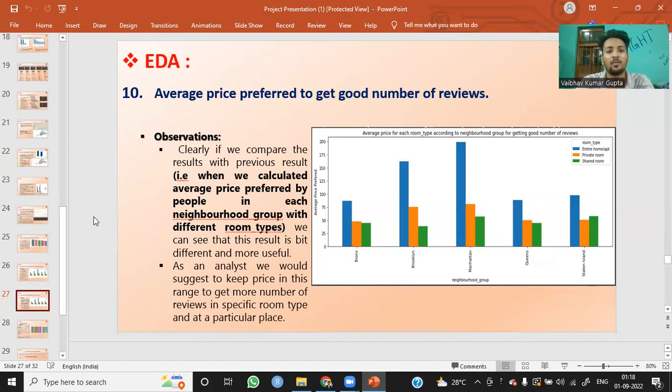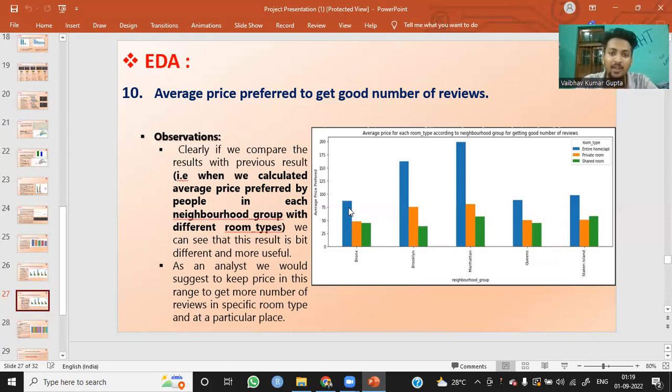So we can calculate the average price preferred to get a good number of reviews. Basically for this, I have selected the data which are having the top number of reviews, and based on this, I have calculated the average price. So this gives me a proper analysis of what the average price should be to maintain a good number of reviews.